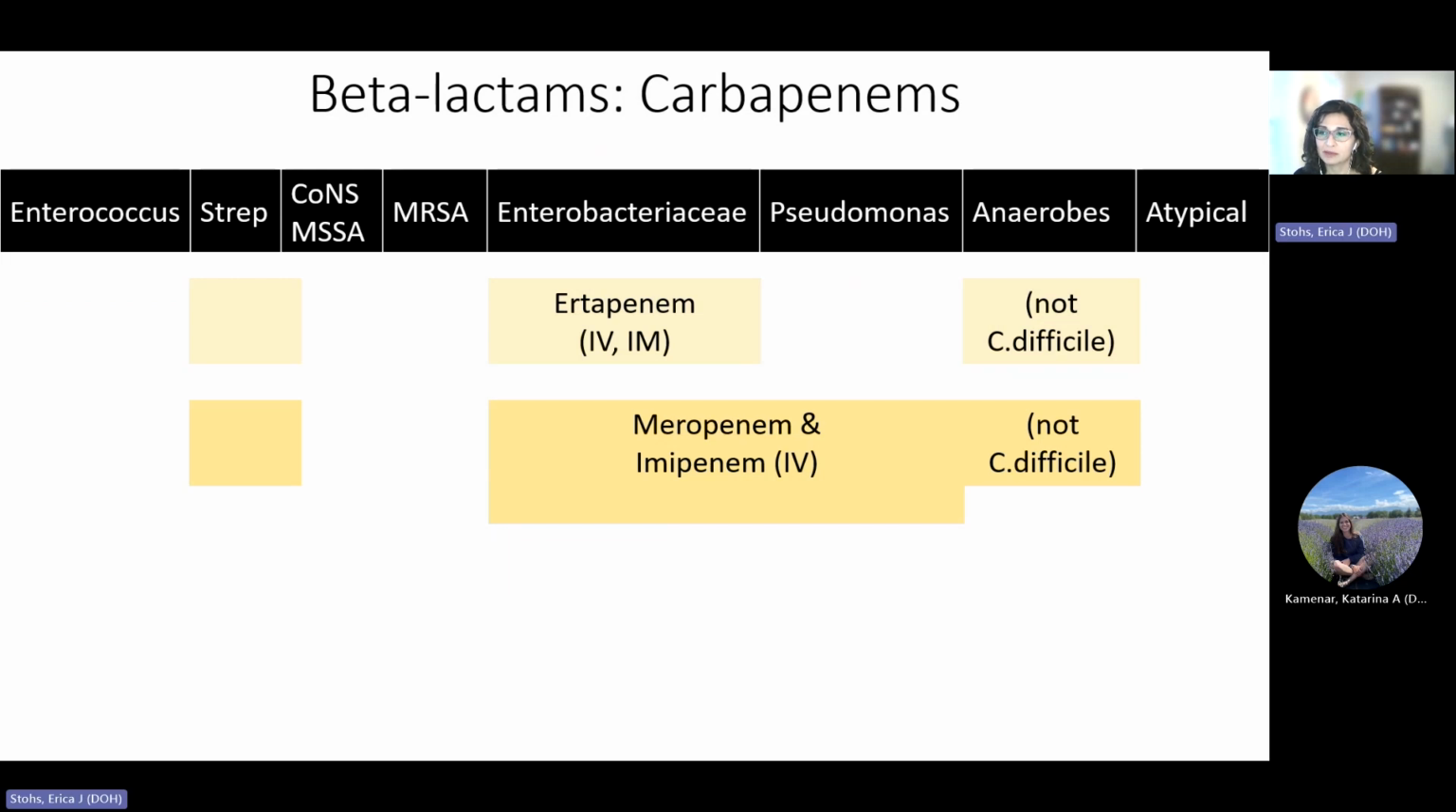Finally, our carbapenems. These are our workhorse drugs for resistant organisms. You can see here the difference between ertapenem and the other carbapenems is that ertapenem does not have Pseudomonal coverage. But again, very broad coverage here, covering streps, Enterobacteriaceae, Pseudomonas for meropenem and imipenem, and anaerobic activity.